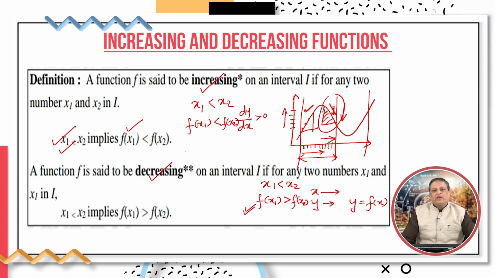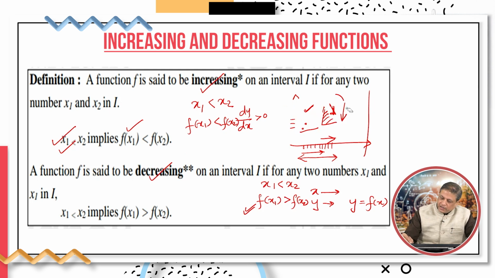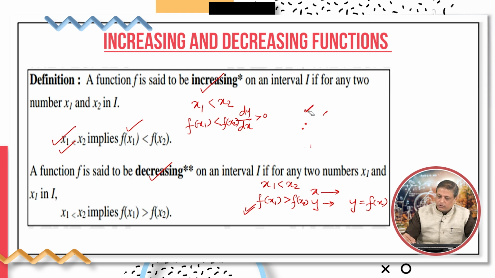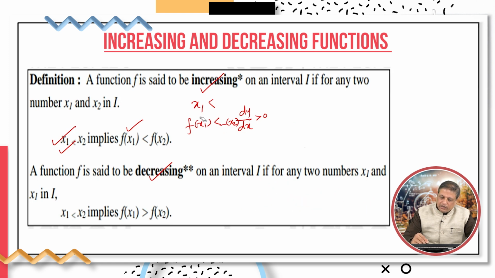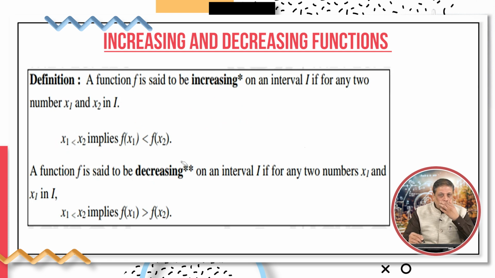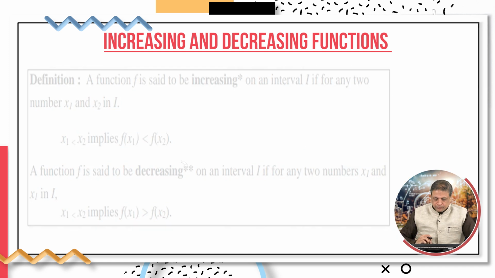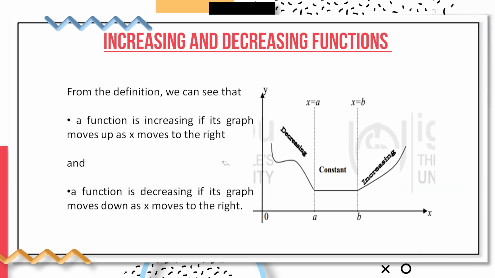It is very simple to see through the graphs that if the values of x are increasing and the corresponding values of the function are also increasing, then the function is increasing. And if the values of x are increasing, but the corresponding values of the function are decreasing, then the function is decreasing. I hope you understood this. This is again the graphical representation: in this section the value of x is increasing, but the value of y is decreasing.